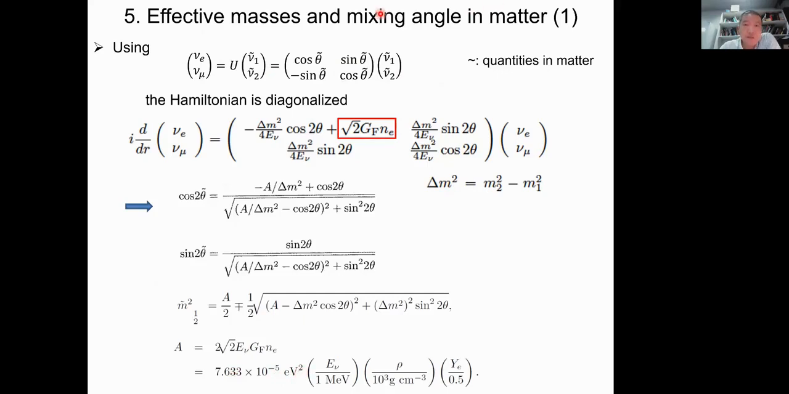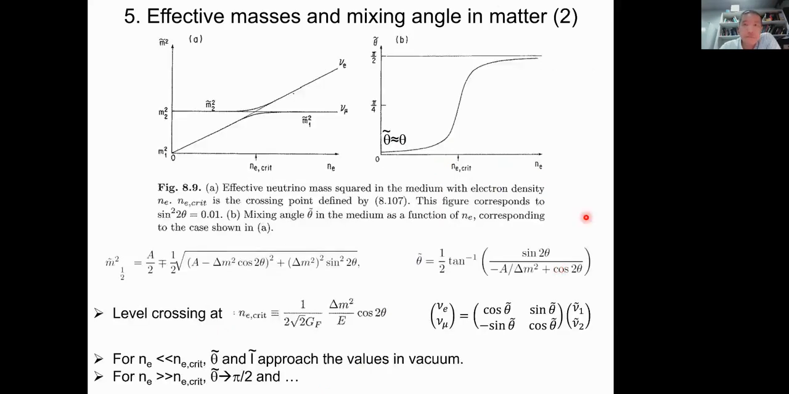And this is defining the effective mixing angle in matter. And effective masses in matter are defined by this equation. Then, this figure shows the effective mass squared as a function of electron number density. And also this is the effective mixing angle as a function of electron number density.